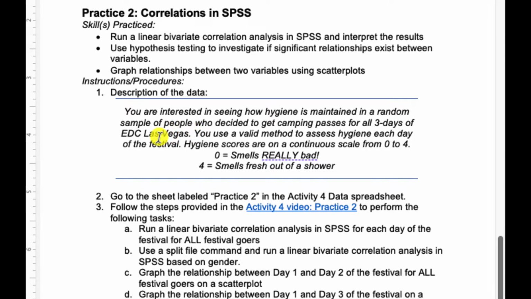We don't really know specifically what that is, but it is valid. And then we get hygiene scores from our sample that are on a continuous scale from 0 to 4. So 0 meaning they had really bad hygiene, they smell bad. 4 being they have great hygiene and they smell like they're fresh out of a shower.